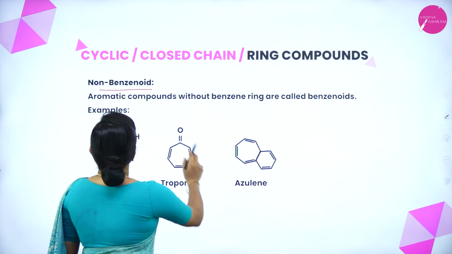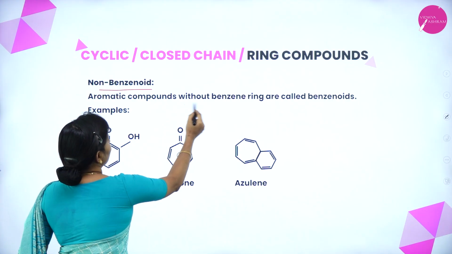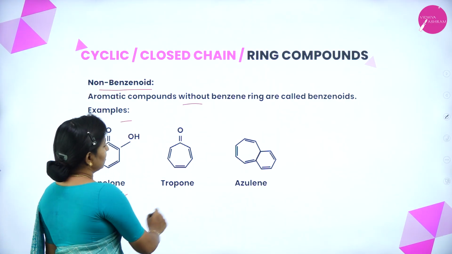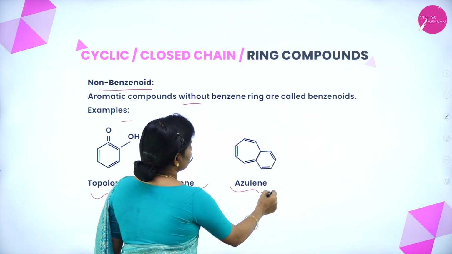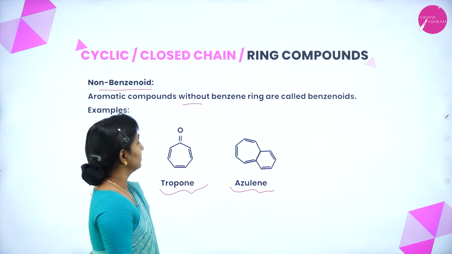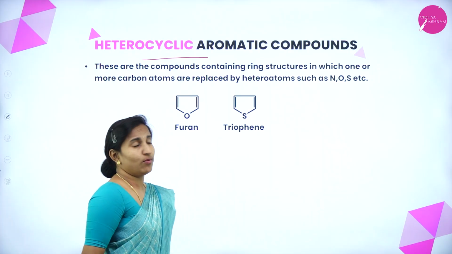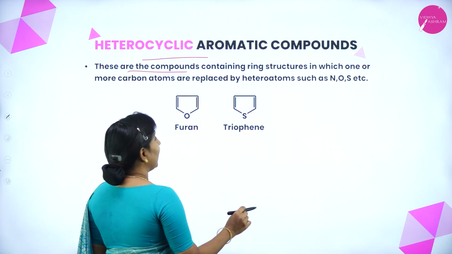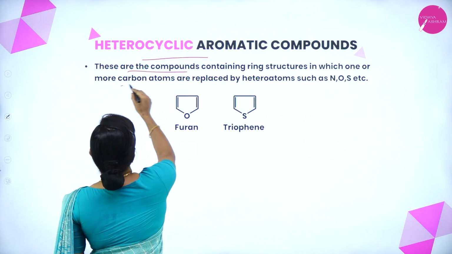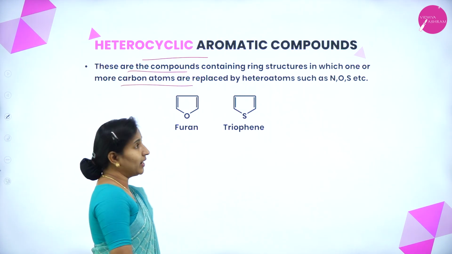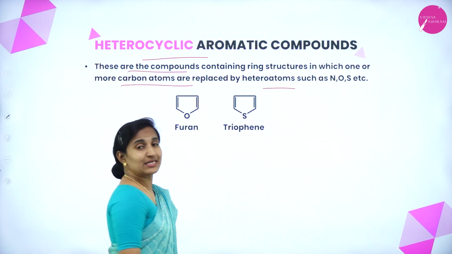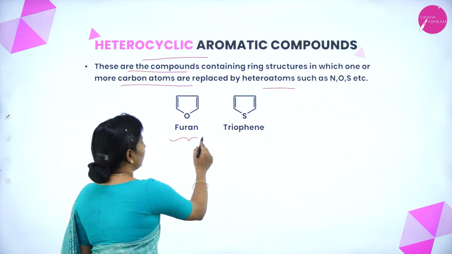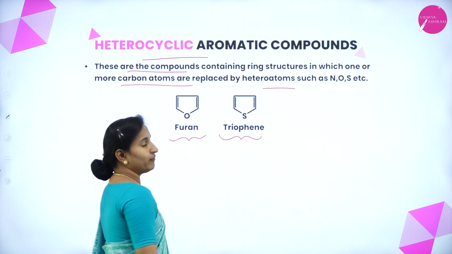Non-benzenoid compounds are aromatic compounds without a benzene ring, such as tropolone, tropone and azulene compounds. Heterocyclic aromatic compounds are compounds containing a ring structure in which one or more carbon atoms are replaced by heteroatoms such as nitrogen, oxygen, etc. This is furan, this is thiophene.